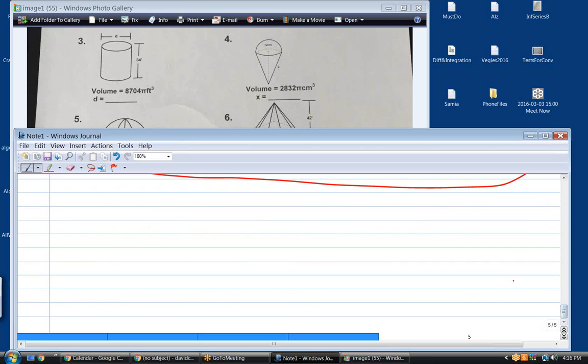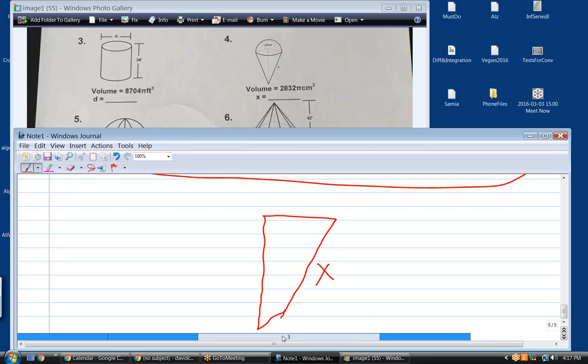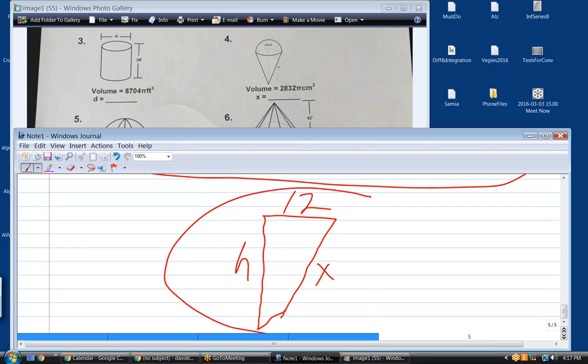Maybe. Let me draw the triangle out. So if I draw a triangle like this, representing the right half of that cone, looking at it from the side, they're saying they want x, and we've solved for h. We know what h is, and we know that that is 6. No, that's 12. Now, as long as we have a number on h, we're going to be able to solve for x. So perhaps they did want you to solve for x. But notice you can't solve for x until you solve for h.